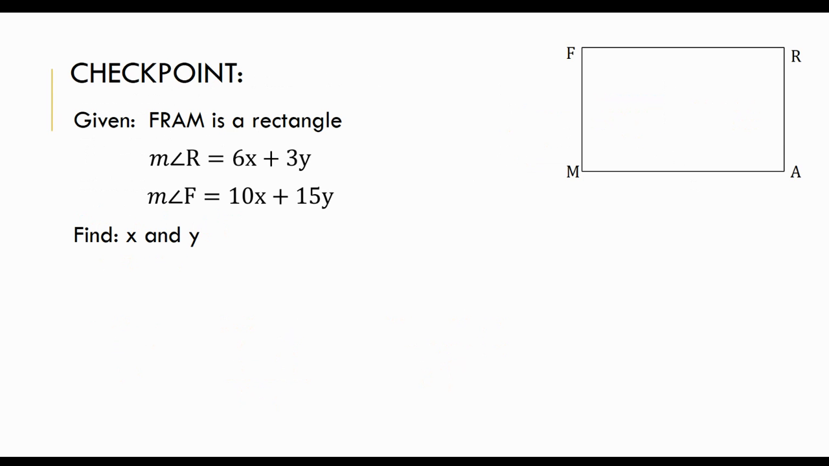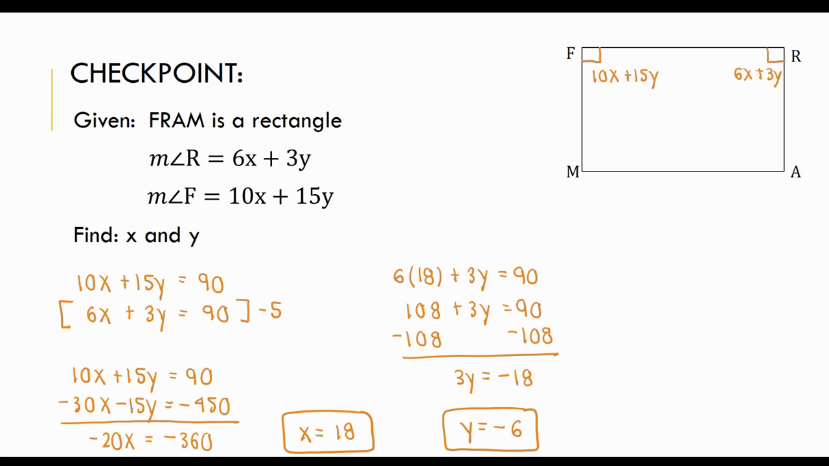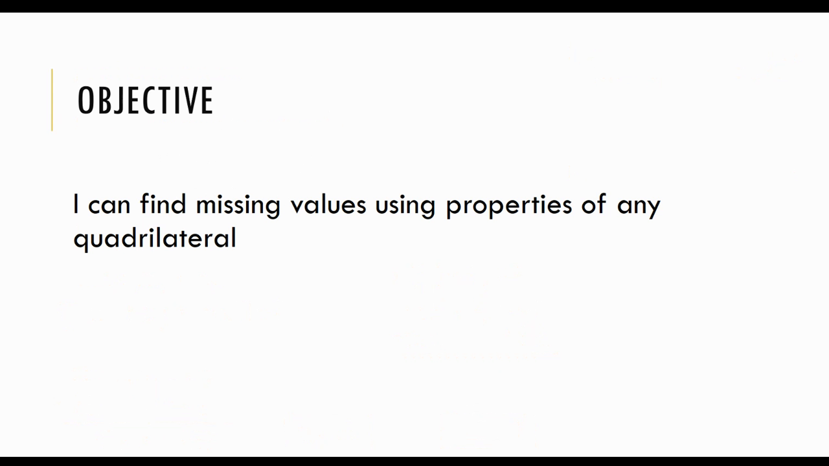All right, I would suggest that you pause the video and try this checkpoint problem given a rectangle and given the measure of two angles. Find x and y. All right, since both of those were angles of a rectangle, we know that those are right angles. So I have two equations that then equal 90. I was able to do elimination, get x to be 18 and y to be negative 6. So that's us finding the missing values using properties of any of our quadrilaterals.